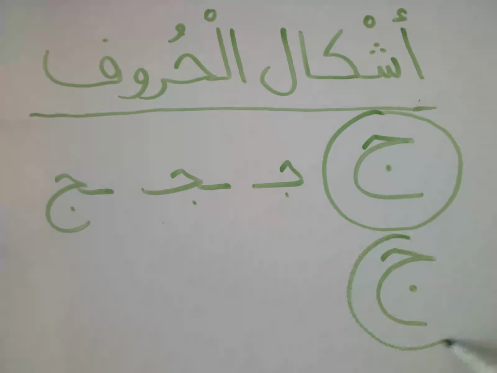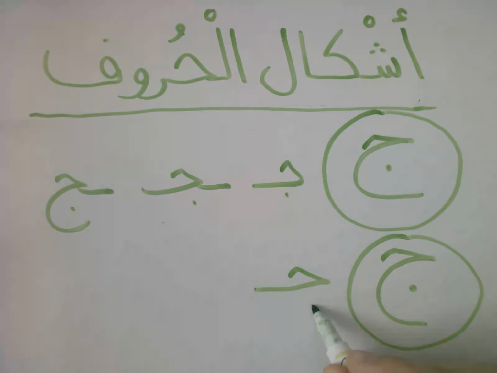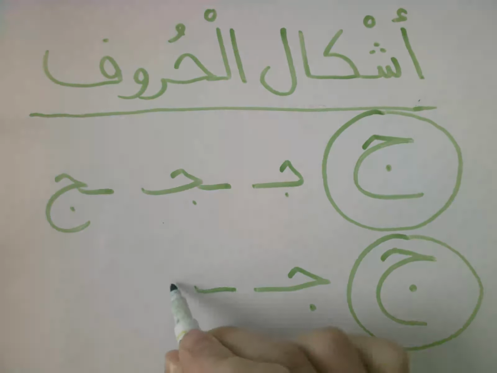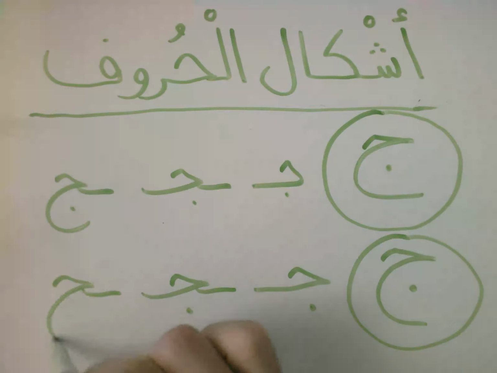this isolated form, and you don't have to circle it if you don't want to. If it helps you to learn that this is the isolated form, that's fine. But then we have a single dot. We write the 1 dot below the letter. So this is the middle, and the end.